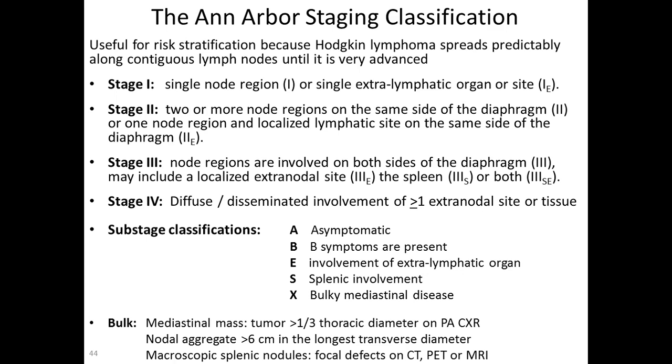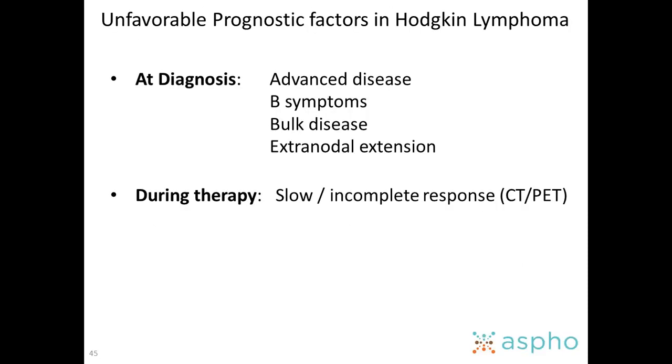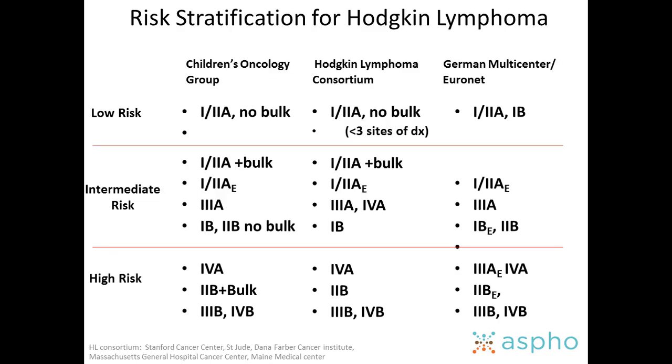The presence of B symptoms or bulk disease are risk stratifying in Hodgkin lymphoma. They are not risk stratifying in non-Hodgkin lymphoma. These are some unfavorable prognostic factors at diagnosis: advanced disease, the presence of B symptoms or bulk disease, or extranodal disease are all poor prognostic factors. And then, of course, during therapy, a slow or incomplete response is also a bad sign.